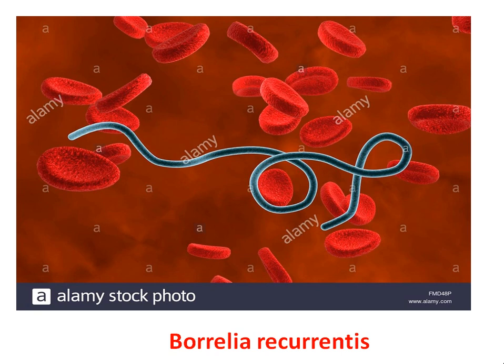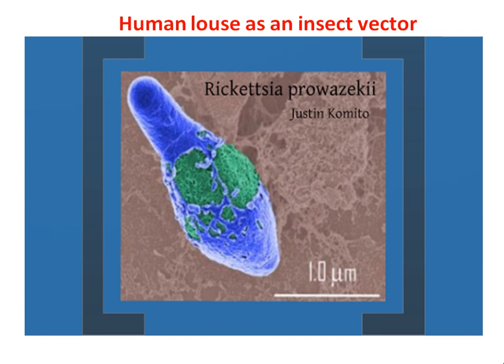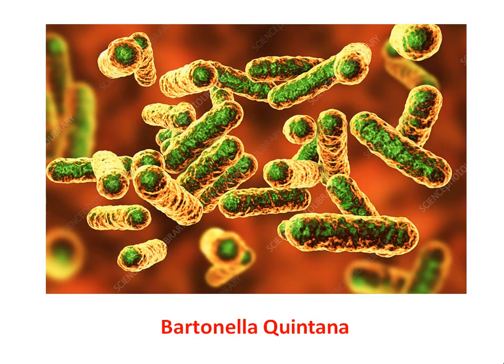This is Borrelia recurrentis, the disease causing agent. Rickettsia prowazekii, and this is the bacteria Bartonella quintana. These three are the bacteria which are readily responsible for causing the diseases like typhus, relapsing fever, and trench fever, and body lice act as a vector in transmitting all these three disease causing agents, that is the Borrelia recurrentis, Rickettsia prowazekii, and Bartonella quintana.